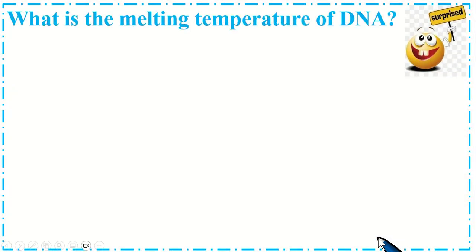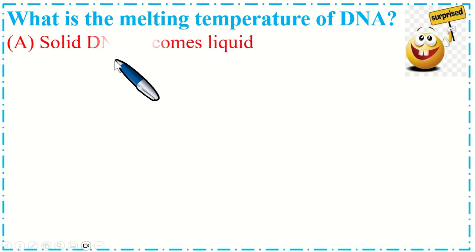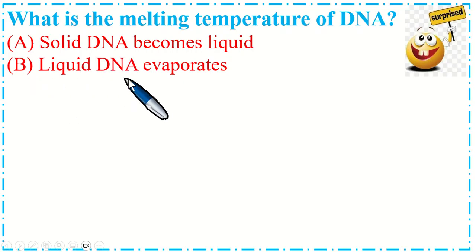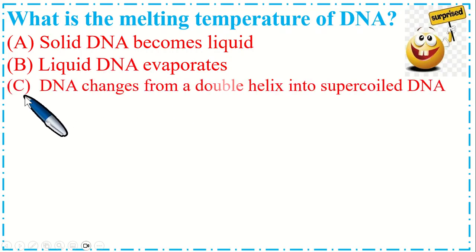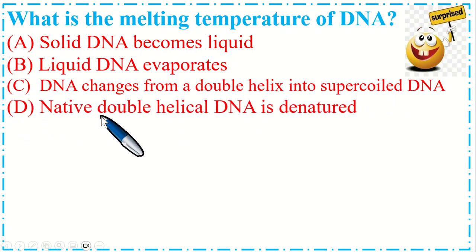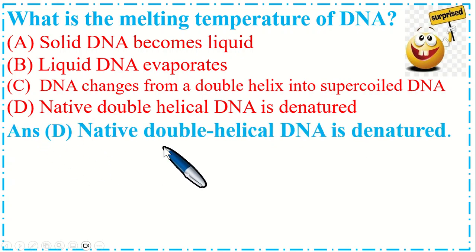So this is very important MCQs. What is the melting temperature of DNA? Option A, solid DNA becomes liquid. B, liquid DNA evaporates. C, DNA changes from double helix into supercoiled DNA. And option D, native double helical DNA is denatured. So the correct option is D, native double helical DNA is denatured.